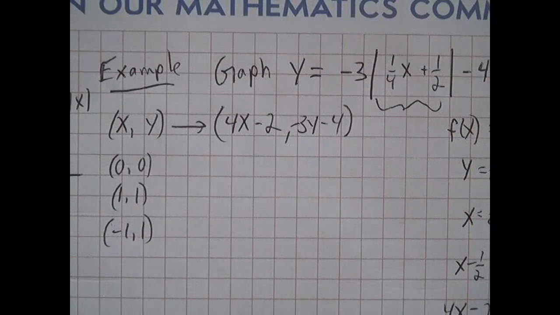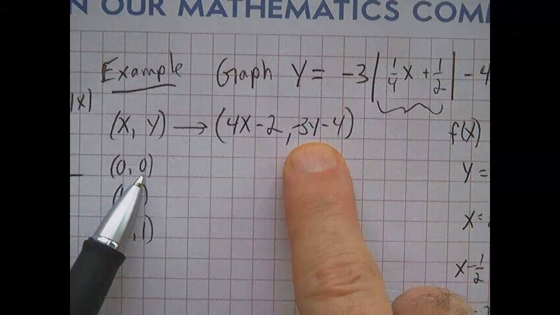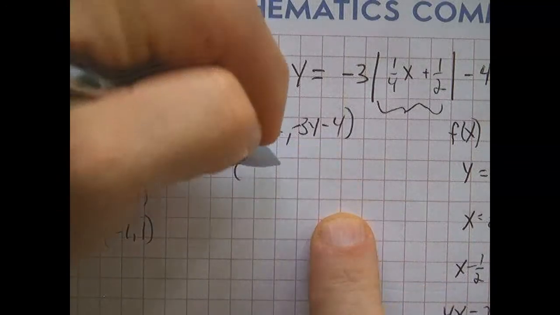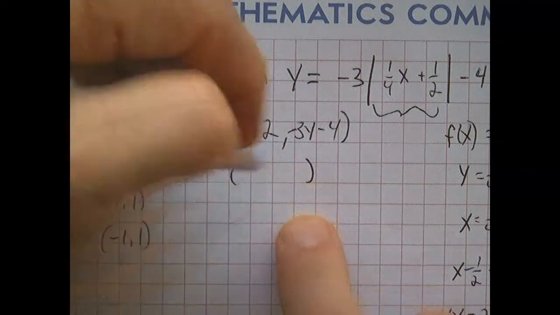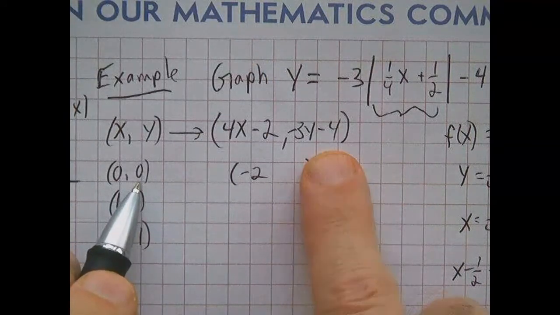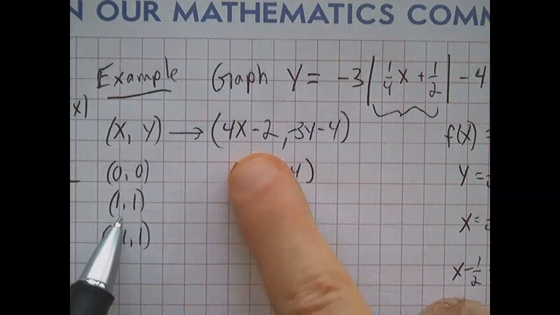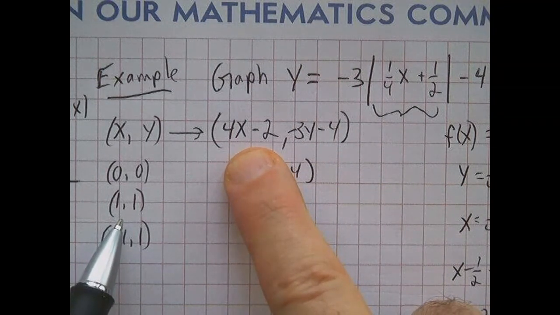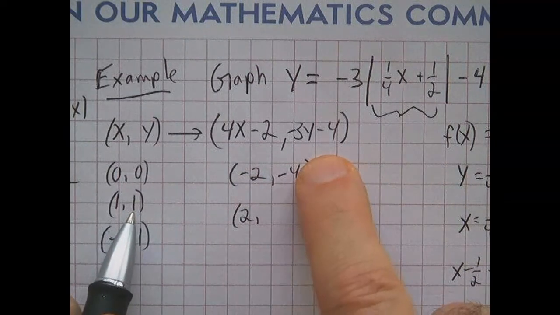Now once you have your rule, you just apply it by plugging the x's in here and the y's in here to get your 3 ordered pairs. So when I plug 0 in here, I get negative 2, right? When I plug this 0 in here, I get negative 4. That's the new vertex. When I plug 1 in here, I get 4 minus 2, which is 2. When I plug 1 in here, I get negative 3 minus 4, which is negative 7.